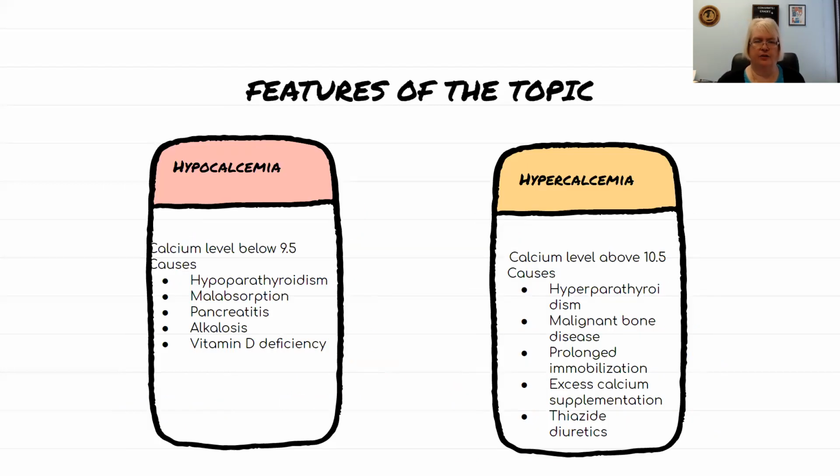So here are the true numbers that you should know for the calcium range. It's 9.5 to 10.5. And I want you to understand that anything below 9.5 is considered hypocalcemic. Causes for that are hypoparathyroidism, malabsorption, pancreatitis, alkalosis, and vitamin D deficiency. Hypercalcemia, on the other hand, is anything above 10.5, and the causes are hyperparathyroidism, malignant bone disease, prolonged immobilization, excess calcium supplementation, and thiazide diuretics.